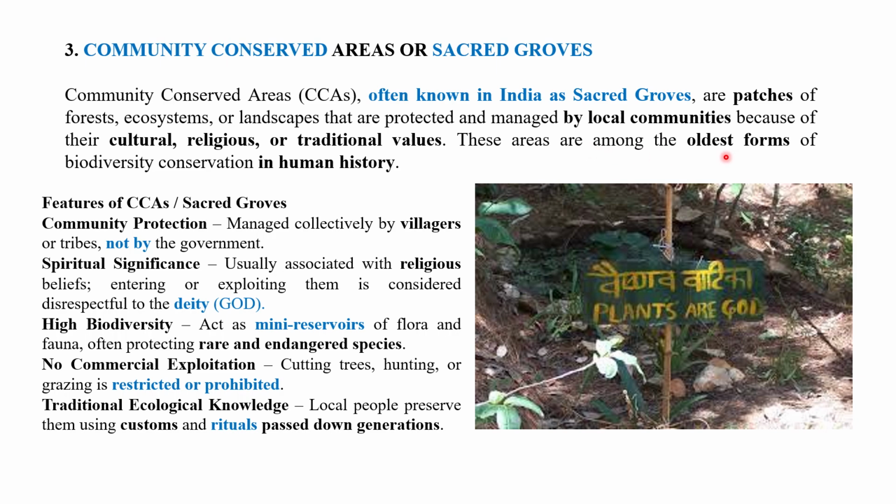These areas are among the oldest forms of biodiversity conservation in human history, and it has been coming since long back. So what are the features of CCAs or sacred groves? The first feature we can see is community protection, managed collectively by villagers or tribes, not by the government. A spiritual significance is also there, usually associated with religious beliefs. Entering or exploiting them is considered disrespectful to the deity or god.